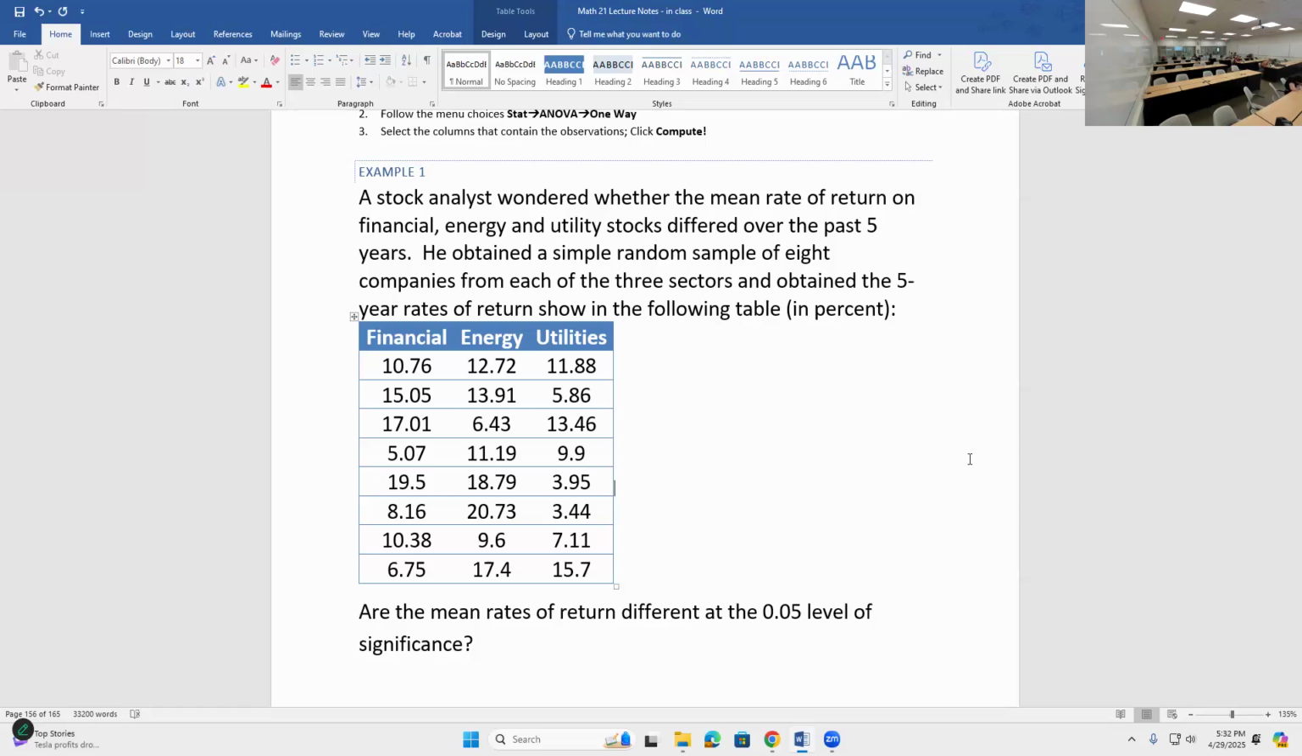Stock analysts wonder whether the mean rate of return on financial, energy, and utility stocks differed over the past 5 years. He obtained a simple random sample of 8 companies from each of the 3 sectors and obtained the 5-year rates of return shown in the table below. They're all as percents. Are the mean rates of return different at the 0.05 level of significance?